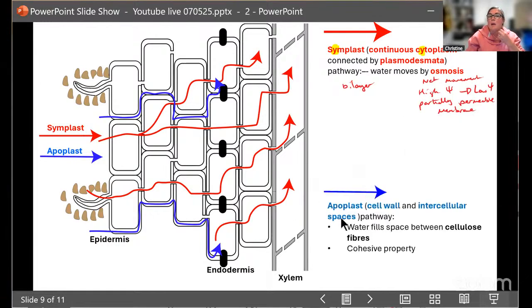If we go the Apoplast pathway, this time we're looking at that cell wall. So remember that cell wall, oh, it is doing it good.